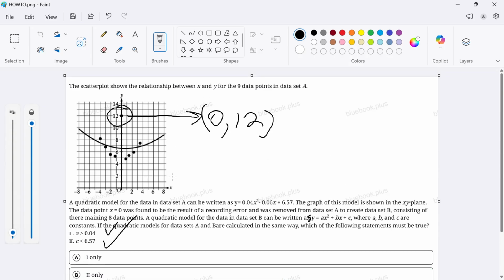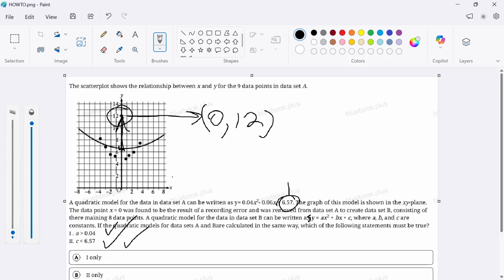However, I can also see this is an outlier above. Notice the y-intercept is about 6.57. So this number 12 is pulling the y-intercept up. And if I remove it, the y-intercept will go down. So this constant term will go down, and that verifies that.